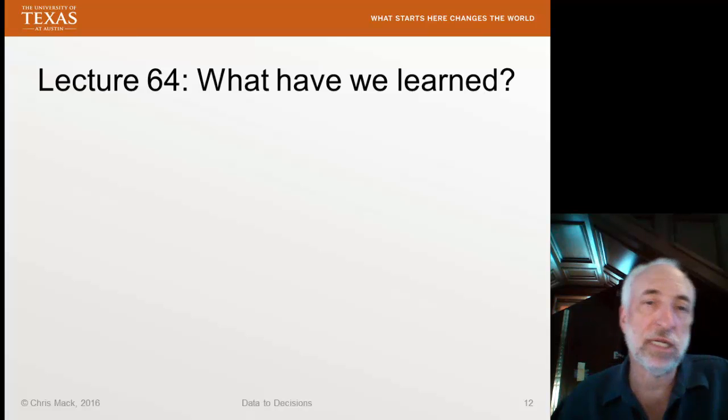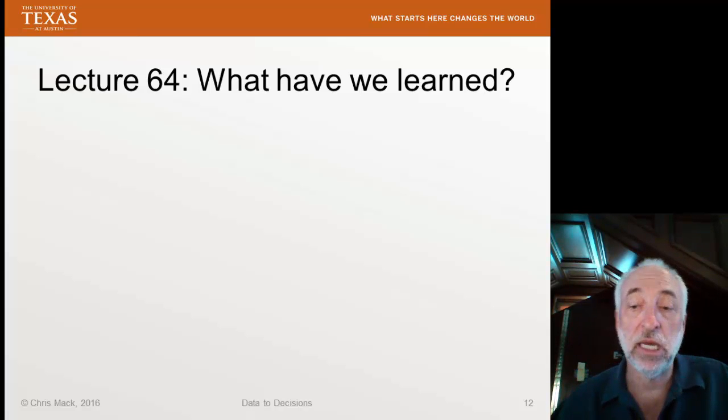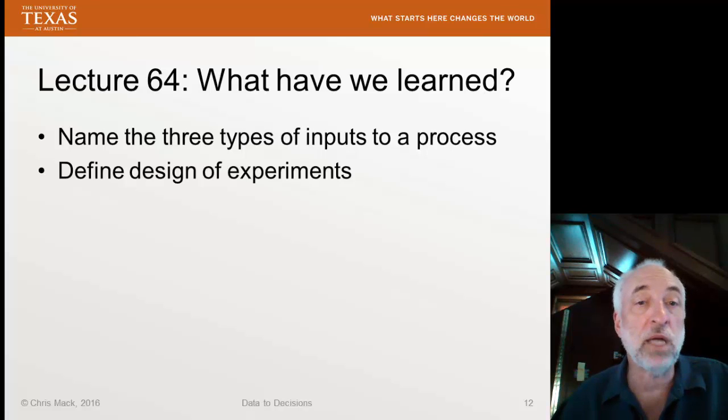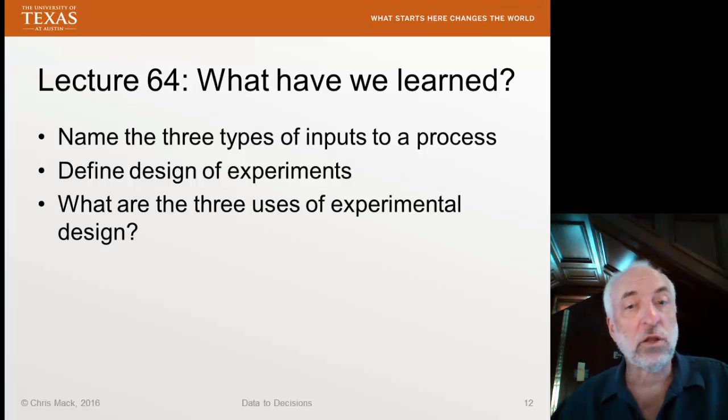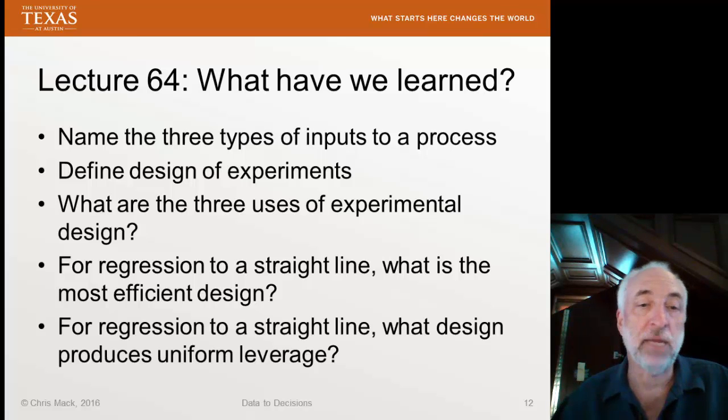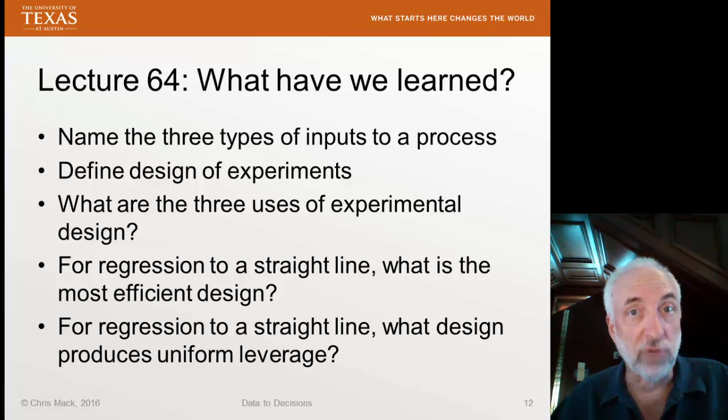All right, what have we learned in Lecture 64? As always, you should be able to quickly and easily answer these questions. If not, please go back and review the material. Name the three types of inputs to a process. Define design of experiments. What are the three uses of experimental design that we've discussed? For regression to a straight line, what is the most efficient design? And finally, when regressing to a straight line, what design produces uniform leverage?